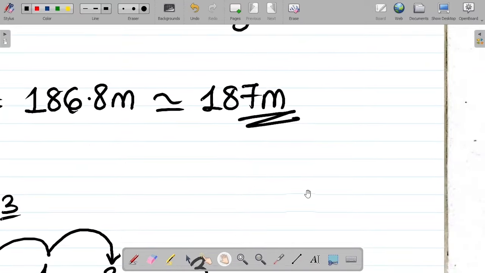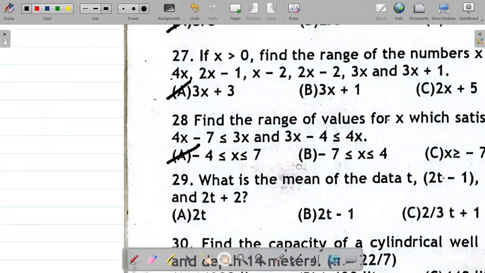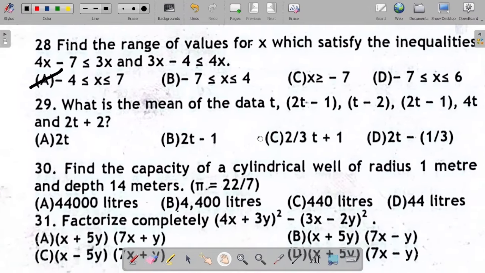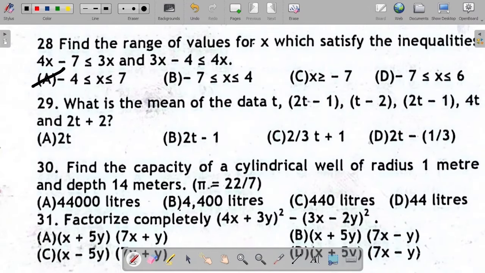So let's see which option that is. 2t minus 1 over 3. That is option D. So you have this. All right, finally, question 30.